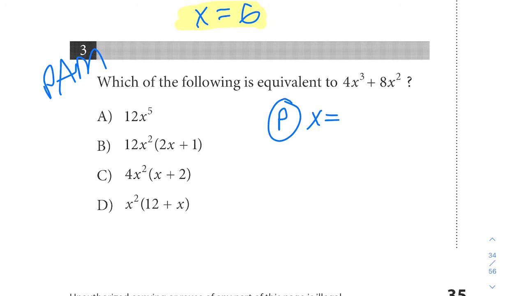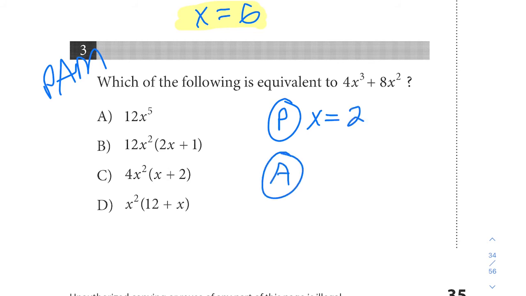If I said x equals 0 and plugged that in here, then this expression comes out to be 0. And so does every single answer choice. We get 0 times anything, which is 0, across the board. So that doesn't help us differentiate among our answer choices. We still want to pick a nice small value if we can, but something that allows us to differentiate among our answer choices. So let's try something like x equals 2.